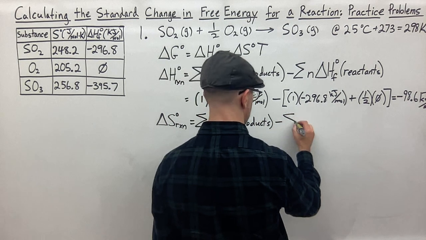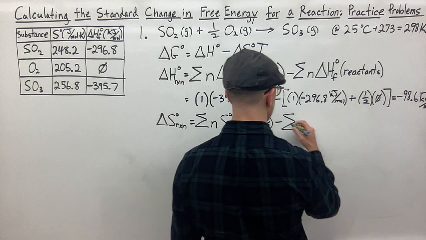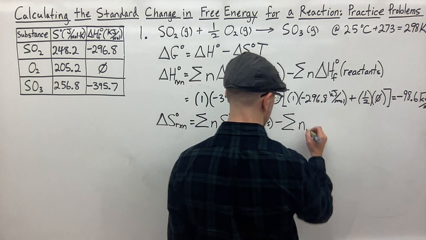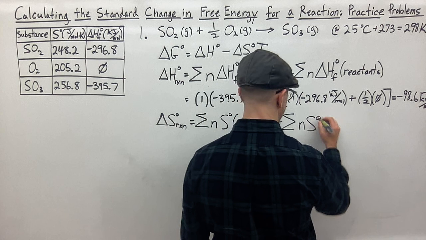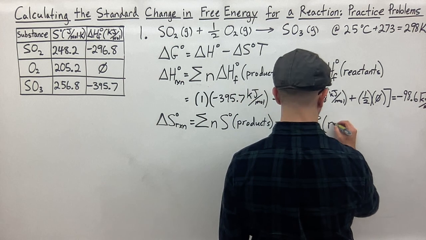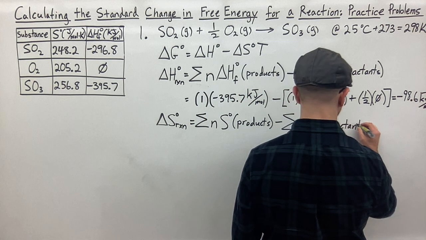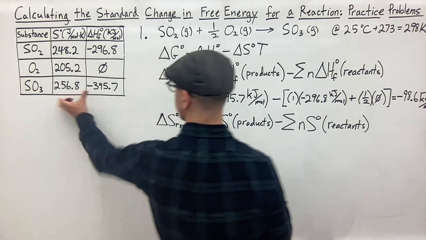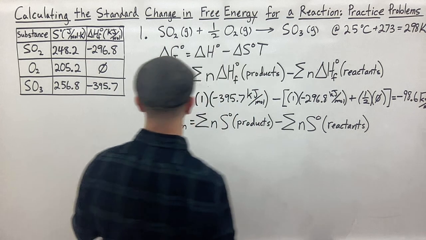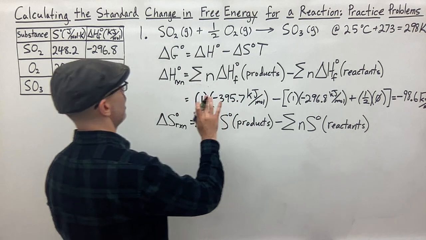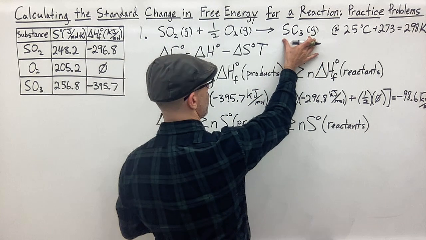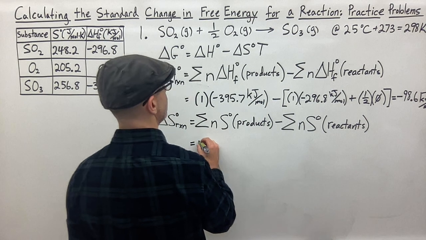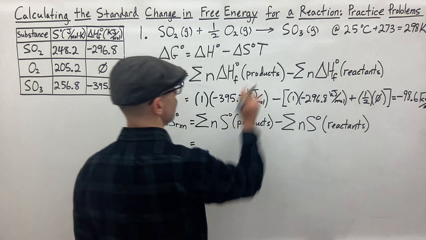Minus, again, the sum of the standard entropy of the reactants multiplied by their coefficients. So coefficients multiplied by the standard entropy of reactants. Now all I do is plug in the information from my table into the equation. Again, I have only one product, which is SO3, so I only have one SO3.